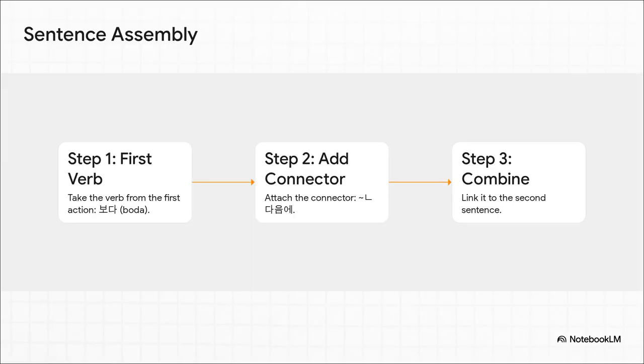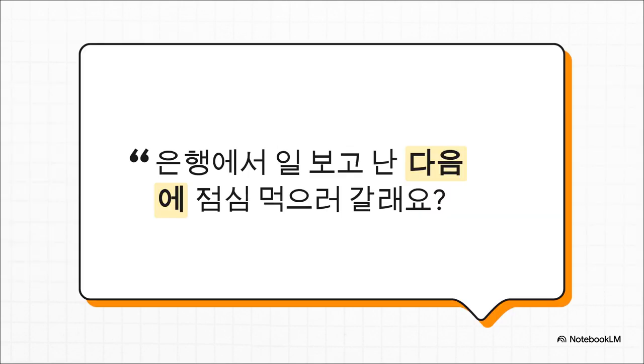And how we put it together? It makes perfect sense. We just grab the verb from the first action, snap on our connector piece, and link it to the second part. Let's check out the final result. Okay, listen up. Here's the full sentence. Let's say it slowly first. 은행에서 일 보고 난 다음에 점심 먹으러 갈래요?